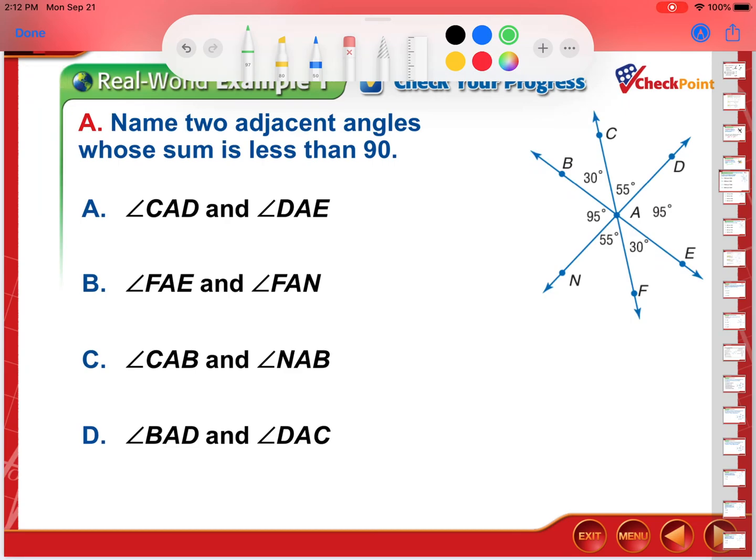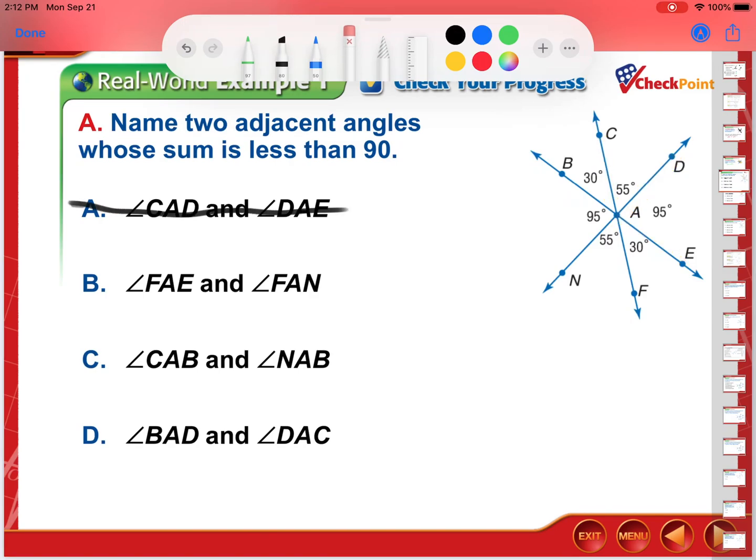So now we're supposed to name two adjacent angles whose sum is less than 90 degrees. Our adjacent angles have to share one ray together. So let's just start from A and work our way through. So CAD and DAE. Okay, so when we add these up, we get more than 90 degrees. So that one's out. So nix that.